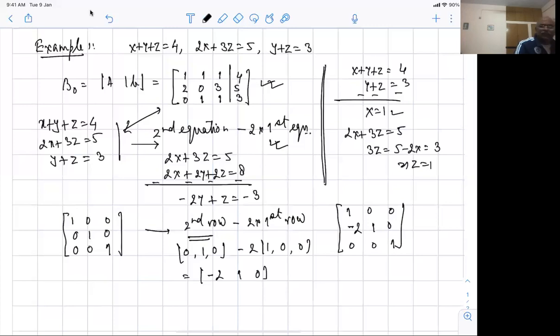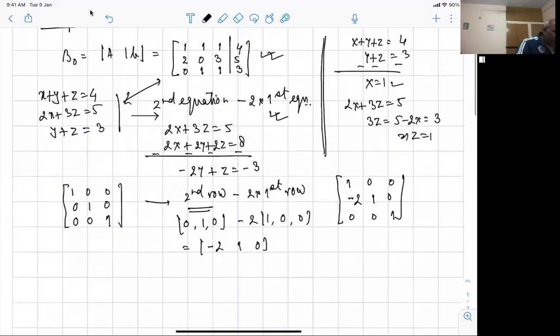I want to look at this matrix. What does it do? All right. So let's try to understand. Define B1 is equal to this matrix that I have got, which is [1, -2, 0], [0, 1, 0], [0, 0, 1]. I want to multiply this to B0 and I want to see what it is.